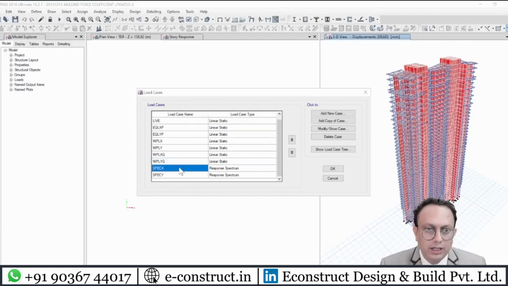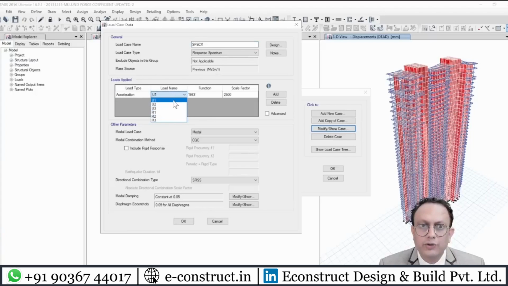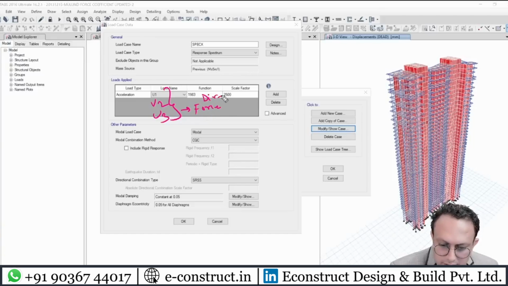So if you go to Spec X, which is basically the dynamic analysis with the response spectrum, you will give this acceleration U1. What is U1, U2, U3, R1, R2, R3? These are basically the global directions. U1, U2, U3 are the force directions, and R1, R2, R3 are the rotational, which is moment, directions.